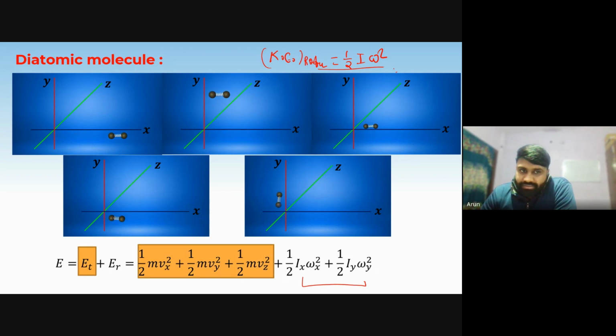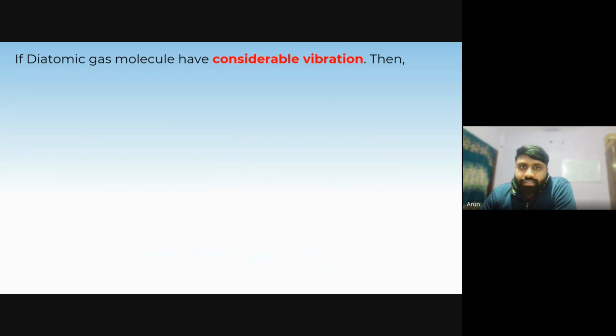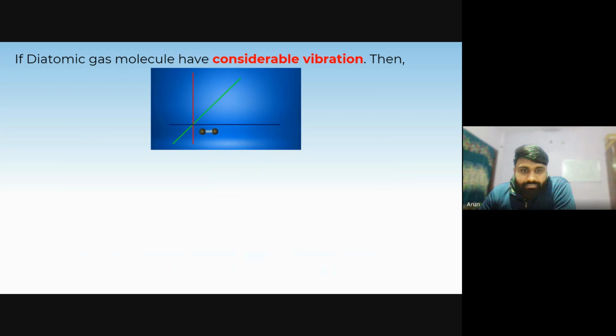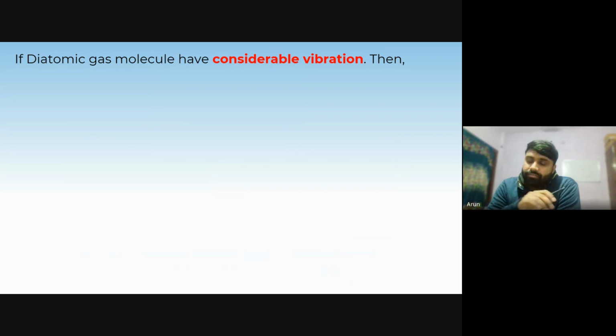Now this is the ET and this is ER. So how many? So if, along with this translation and rotation, you put the diatomic gas at a very high temperature, it can also acquire some vibrational energy. Okay, but only at a very high temperature. So we can also consider that.